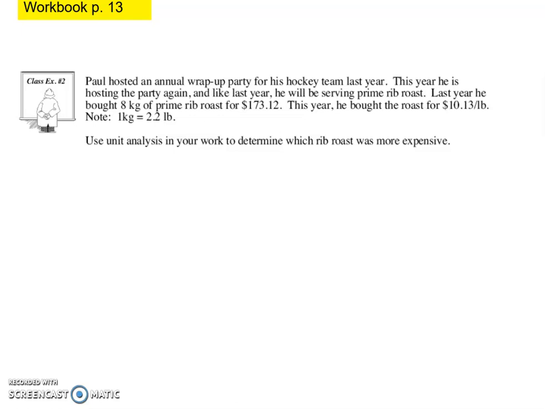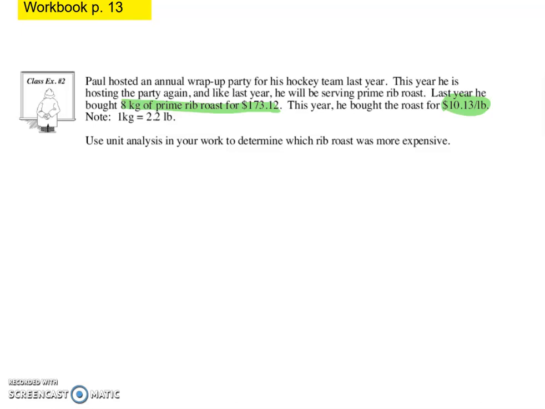So in this question, what they have is that we have Paul hosting a party, and last year he served prime rib roast, and he bought 8 kgs for this price given over here, $173.12. And then this year he bought the roast for the price was for $10.13 per pound. So we don't know how many he bought altogether, but that's what the price was. And what we are trying to find out is which one was more expensive. Was it more expensive last year, or was it more expensive this year?